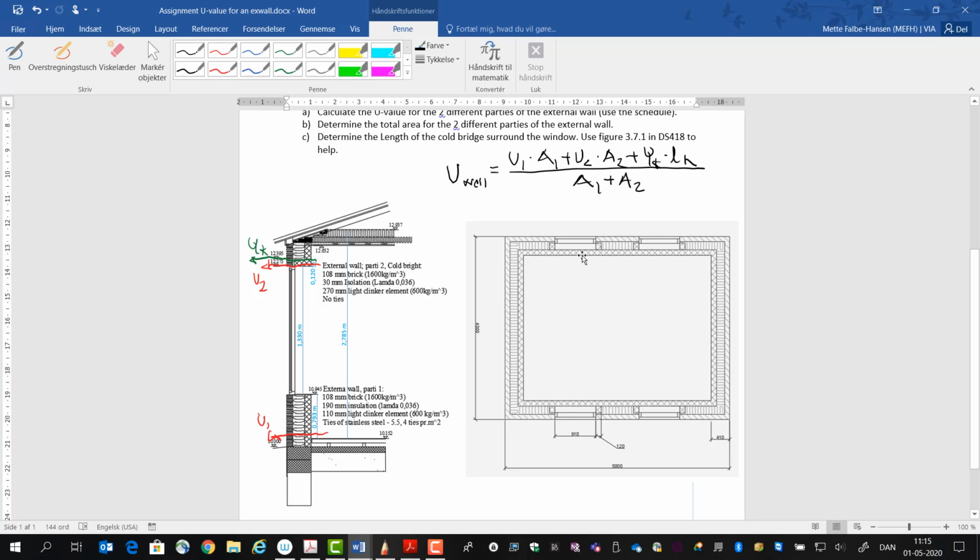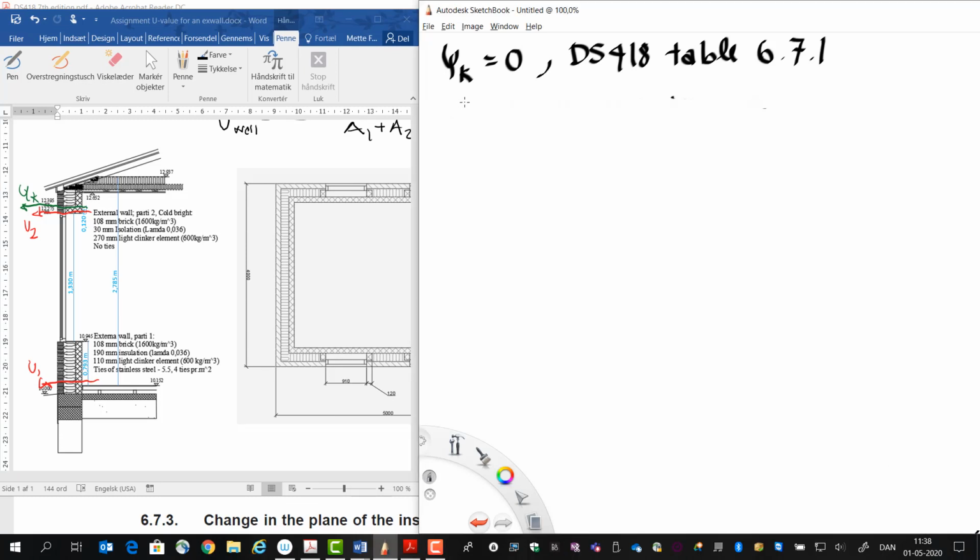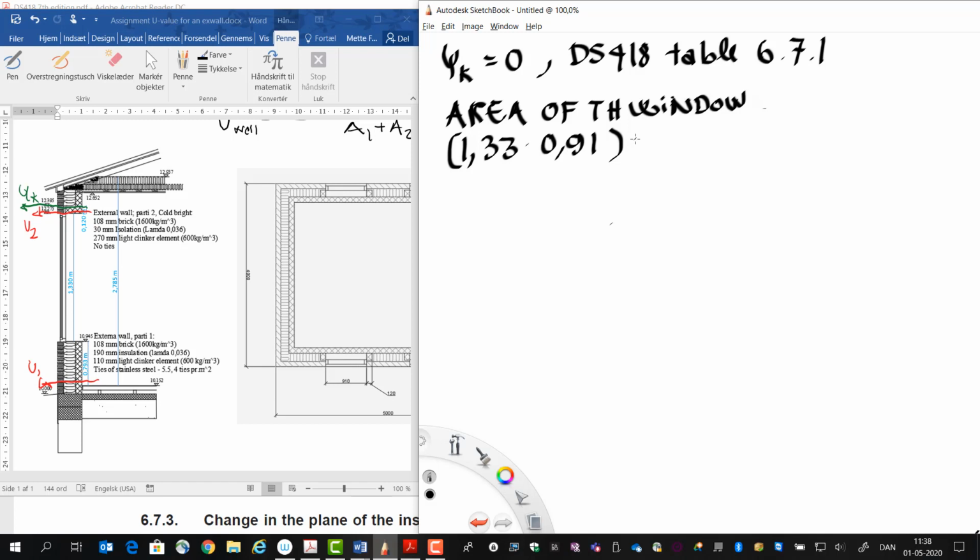So first I'll go back. The area of the window, that is the height that we have of the window, and we have the width of the window over here. So it's 1.33 times 0.91, and then I have 4 windows in this example house here, and that gives an area of 4.84 square meters.